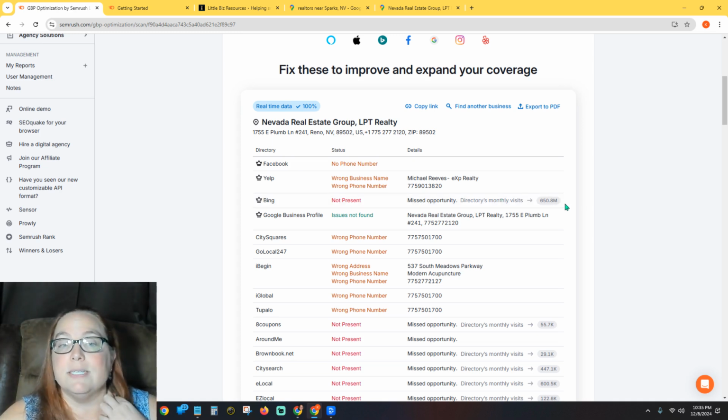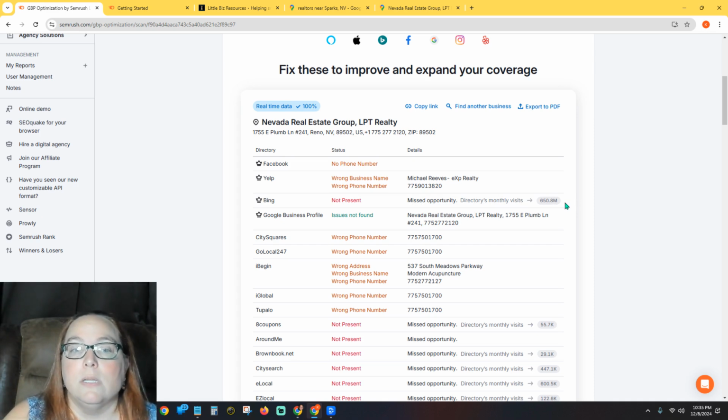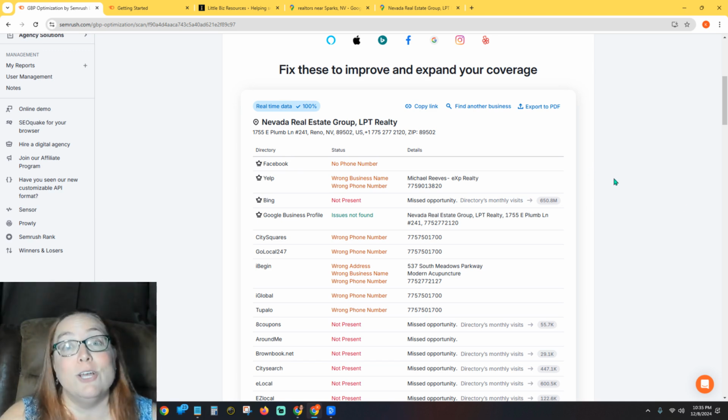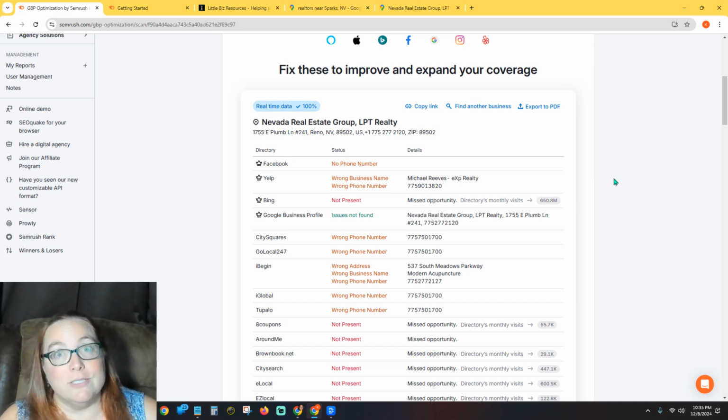And then they're telling you 650.8 million potential visitors. Now, that's just how many people are on Bing, not for that specific search. There's not 650 million people looking for realtors near Sparks, Nevada, right? So this one, Google Business Profile, issue not found, because that's the one they've obviously optimized. That's the best one to optimize.